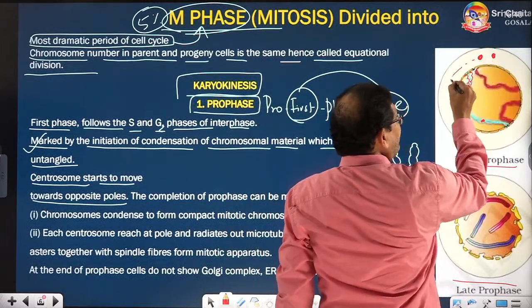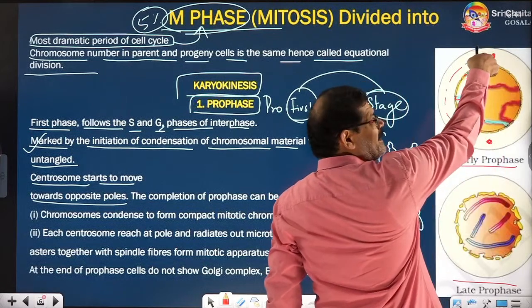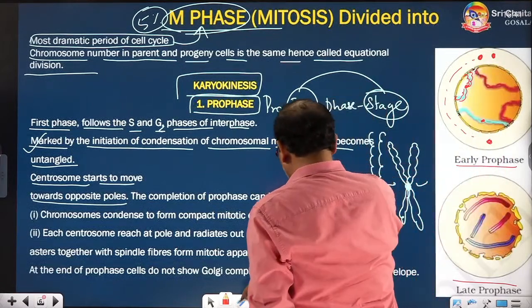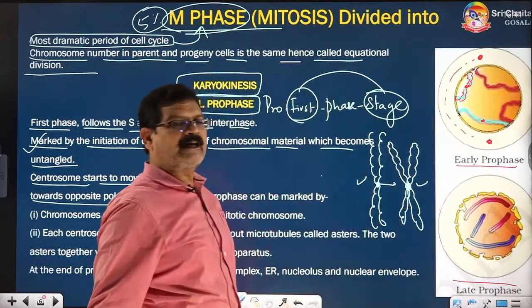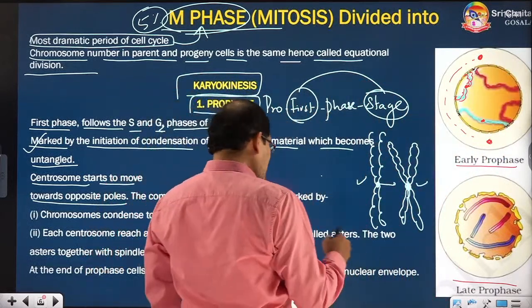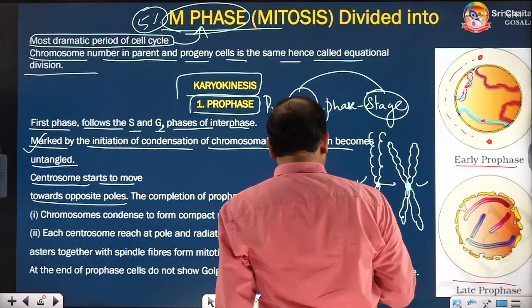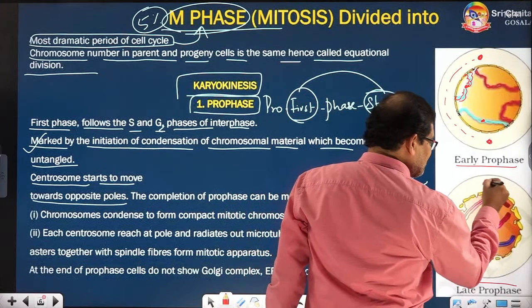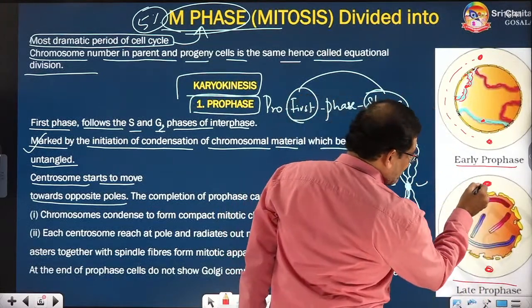One will be present there, one will be moving into the other direction. That's why one is moved and one is present here. It will be moving into the other direction and it initiates the formation of what? It initiates the formation of aster. Aster formation will be done.